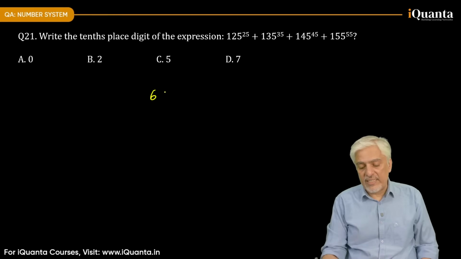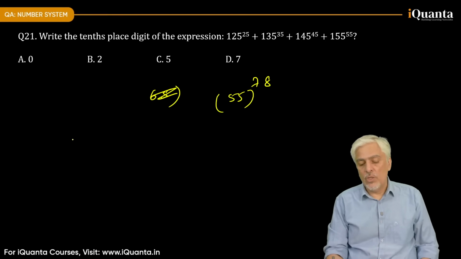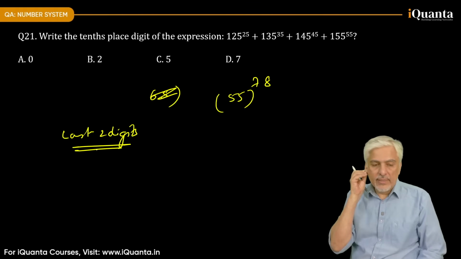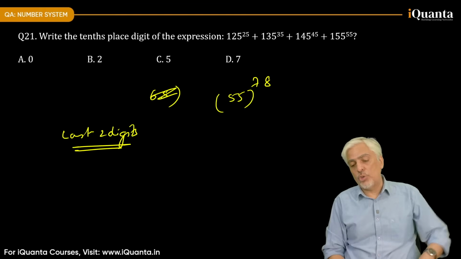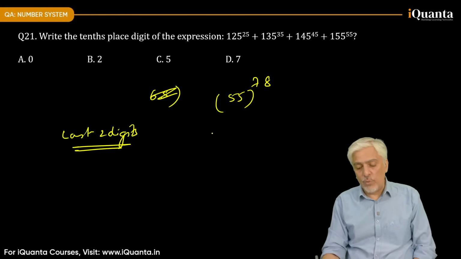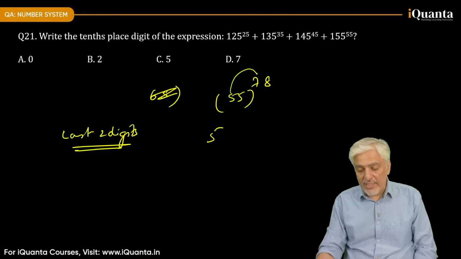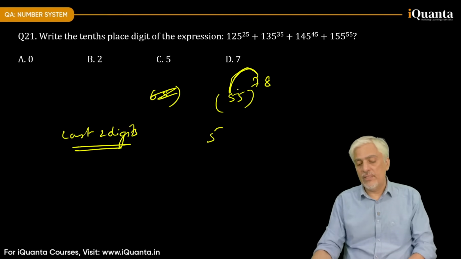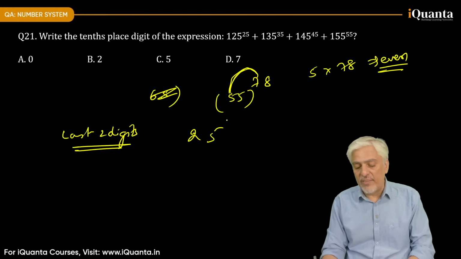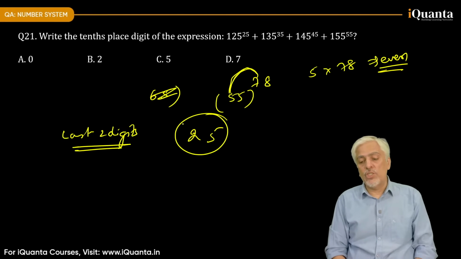So suppose I have 55 raised to 78, what will be the last 2 digits? 5 will come only. 5 multiplied by 78 is even. Even hai to 25. Everybody understood this rule properly? इवन है तो 25, ऑड है तो 75.